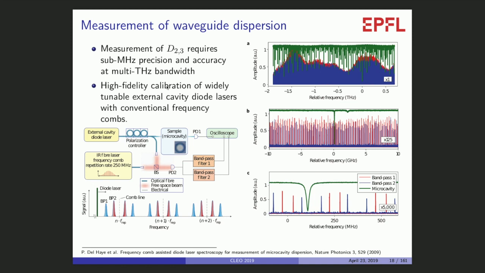And you always get, for every comb tooth, two markers, one which is below the filter frequency, one which is above the filter frequency compared to the comb tooth. And this is an example of such a spectrum. So you see here the filter frequencies on an oscilloscope, and you see in green here the optical resonance of the cavity. And so now by just interpolating between the points, you can make a very precise calibration.